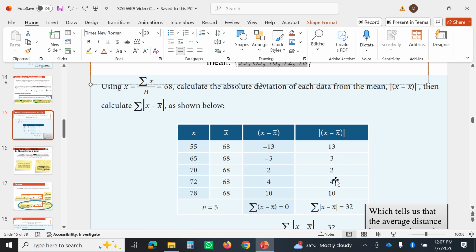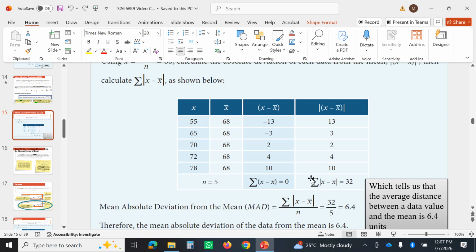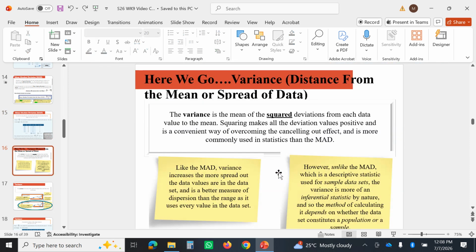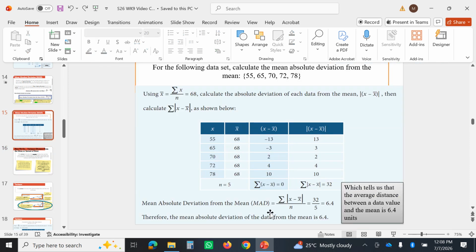So you just take the absolute values of these and then you sum them. There's that Greek symbol, means sum. You add them all up, you get 32. So the mean absolute deviation from the mean there, also called the MAD in this case here, okay, is 32.